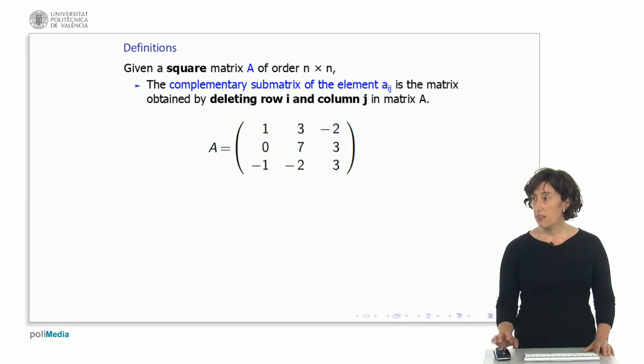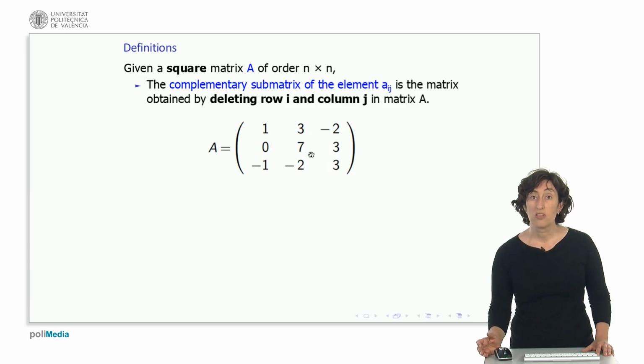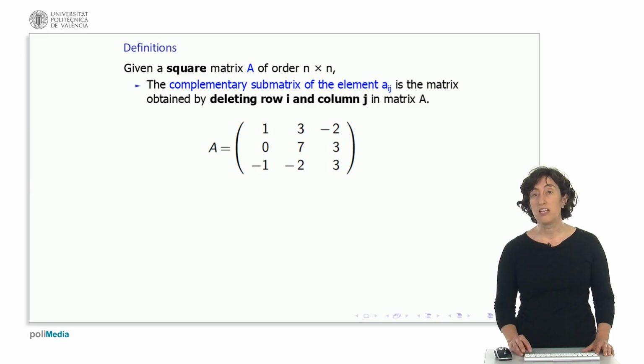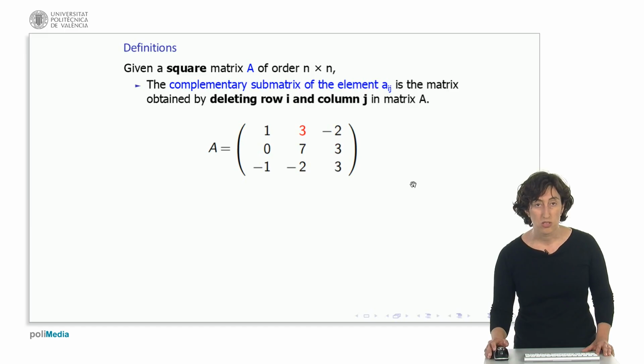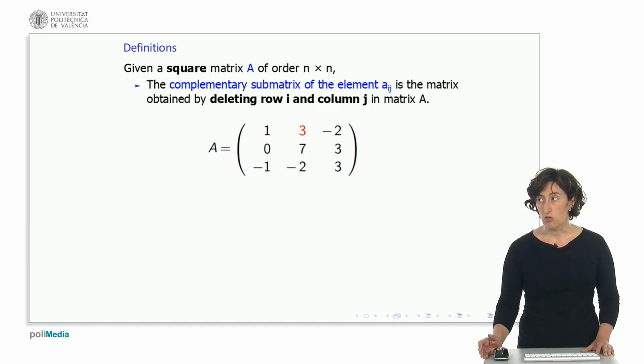For example, for this matrix, if I select this element, the 3 here, which is the element of row 1, column 2, what is the complementary submatrix associated with that element? Well, the one that results from eliminating row 1 and column 2. If I eliminate row 1 and column 2, what I have left is 0, 3, minus 1, 3, a matrix of one order lower, 2 times 2. Since I eliminated a row and a column, that's what we call a complementary submatrix.